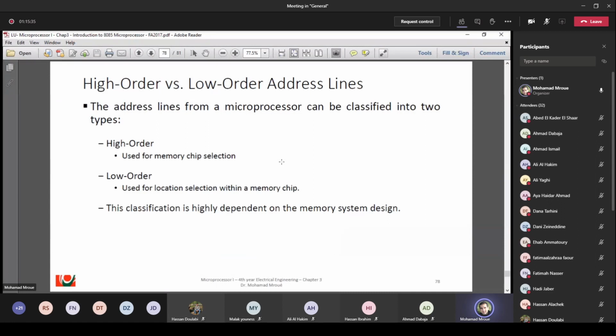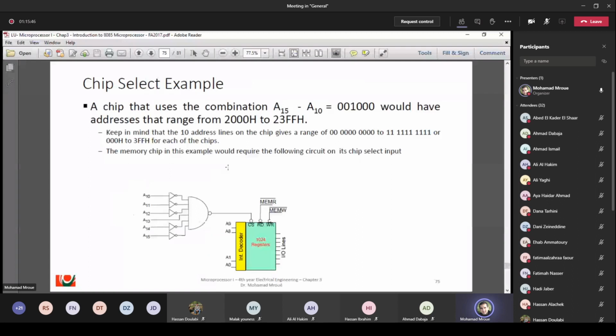Now, high order versus low order address lines. The address lines from a microprocessor can be classified into two types. High order is used for memory chip selection, like we took here the high order, which is the first 6 bits for example. They don't have to be 6, they could be 4 for example. If they are 4, I have 16 memory chips and each memory chip's size becomes 4K for example. Low order is used for location selection within a memory chip. So this classification is highly dependent on the memory system design.